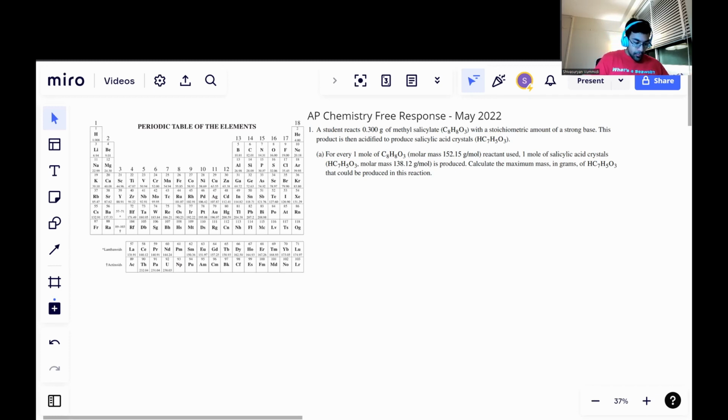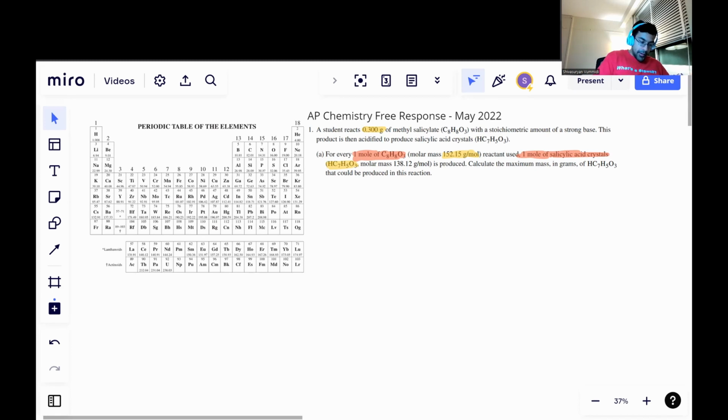So notice how the problem gave you the molar mass of the C8H8O3, the methyl salicylate, and they also gave you the molar mass of the salicylic acid. And they also gave you the mass of methyl salicylate used, and they gave you the mole ratio, which is 1 mole of C8H8O3 to 1 mole of salicylic acid. All right, the only thing we need to figure out now is the grams of salicylic acid that we can produce. So to do that, we set this up.